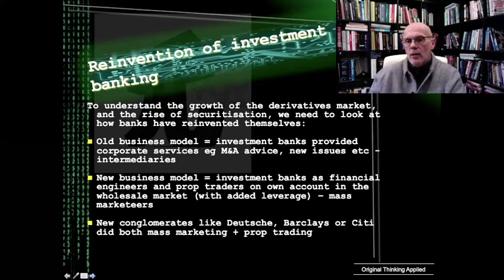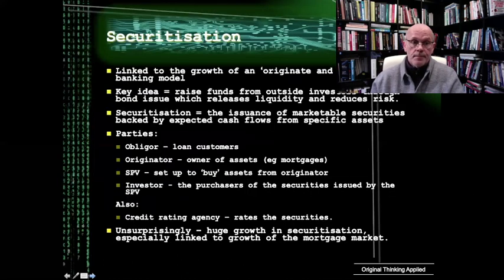Now, these are shareholder-driven banks as well. So banks are under pressure from shareholders, the agency problem, to return value back to their investors. They're kind of like the double whammy, really. But that's an important part of the conjuncture. And then the next bit is the securitization. And this is linked to the idea of the originate to distribute banking model. The key idea here is that you raise funds from outside investors, which releases liquidity.